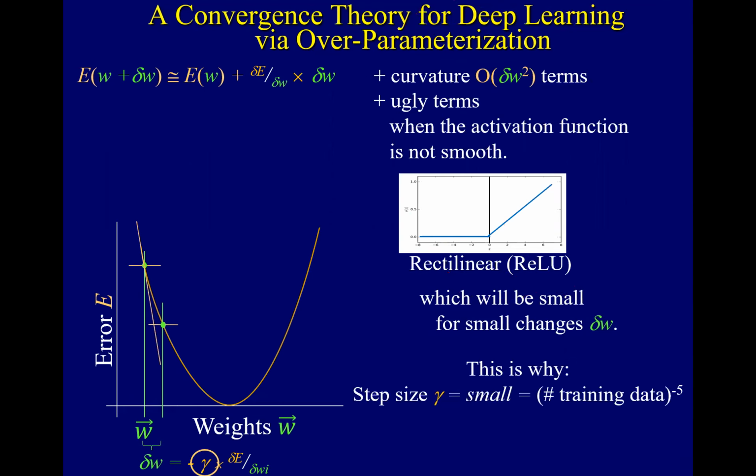And so that is why we make the step size really small, right? So that this stuff goes away. And you'll see the step size is 1 over the number of training data to the 5. So that's a big number, right? A small number. And that's why the running time is big, right? The running time is not big because of the log of the error. That's a non-issue. The running time is big because the step size is small, right?